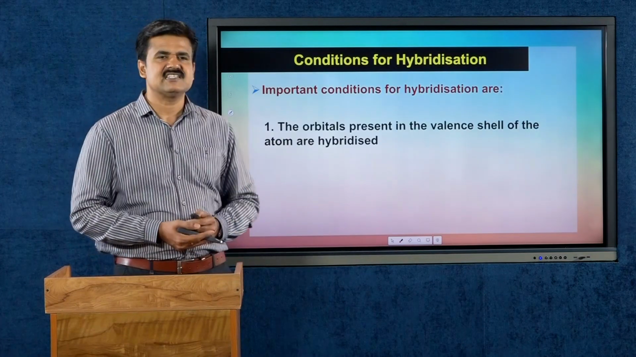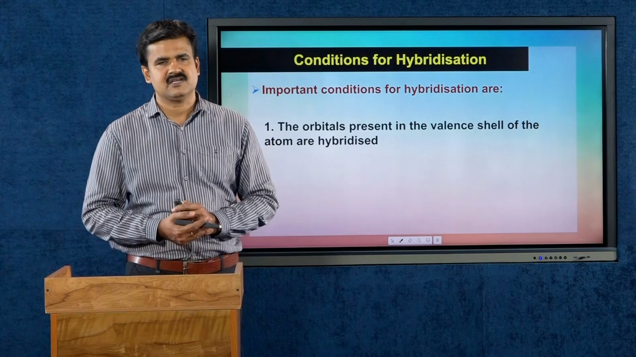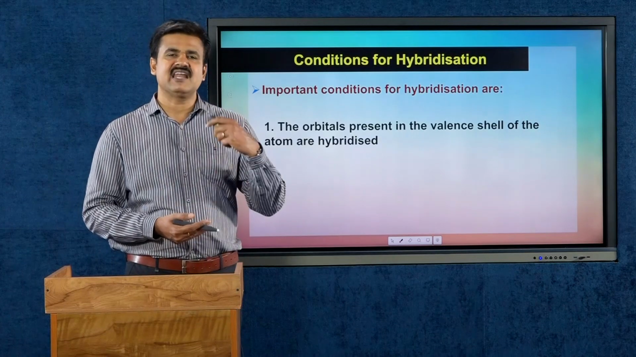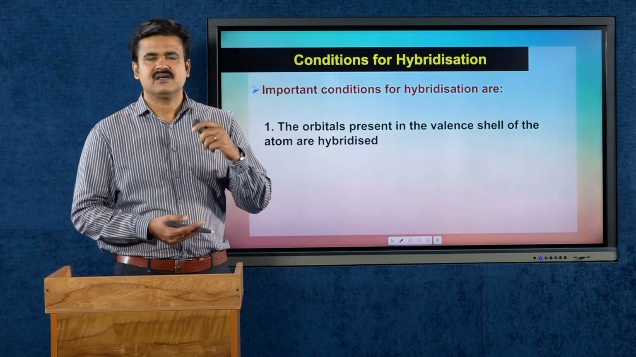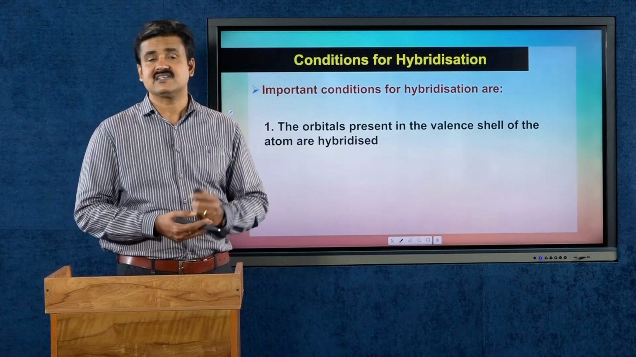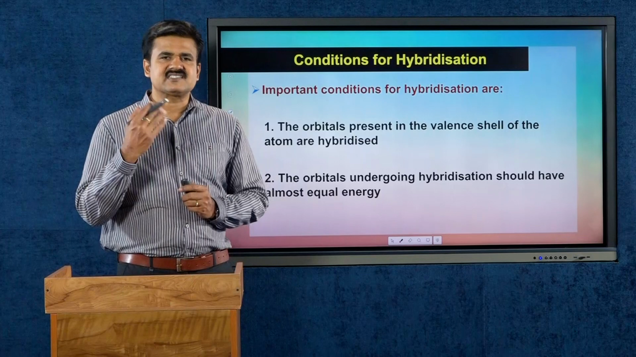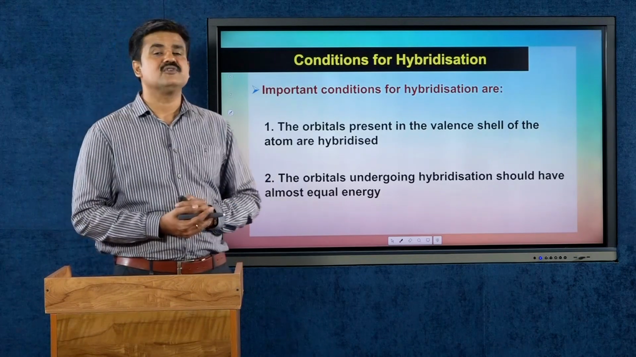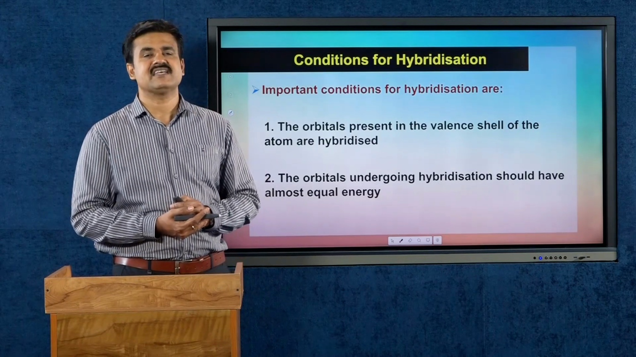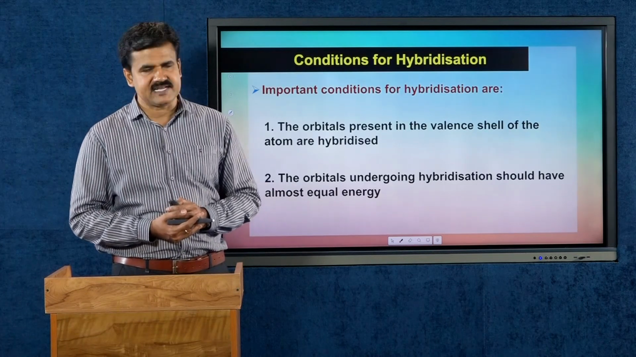The first condition is that the orbitals present in the valence shell of the atom undergo hybridization. The orbitals present in the inner shells will not participate in hybridization. This is because the valence electrons, or valence shells, take part in chemical reactions, thereby indicating that orbitals of the valence shell only will undergo hybridization. The orbitals undergoing hybridization should have almost equal energy. This is an important requisite. The participating orbitals must have nearly the same energy. A huge energy difference between the participating orbitals prevents effective hybridization.